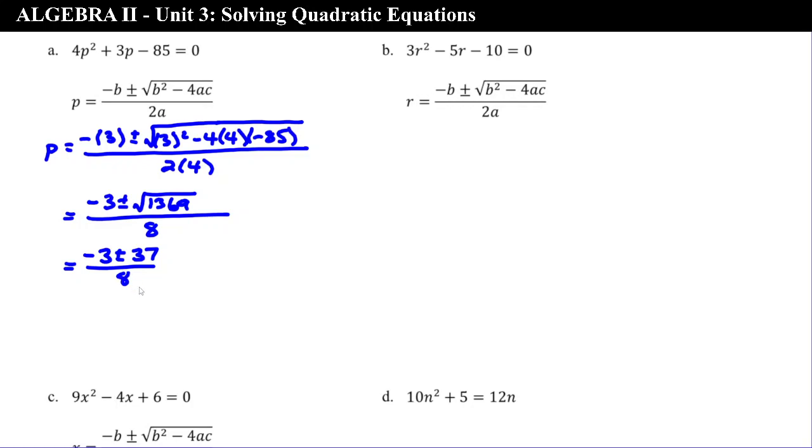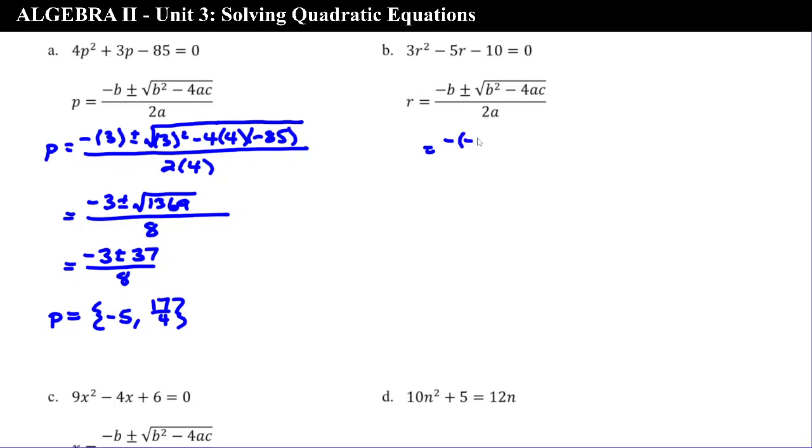So at this point, we can actually get numerical answers. I'll let you do the math on that, but what we end up getting is p equals either negative 5 or 17 over 4, because remember, you're going to have one answer for plus, one answer for minus. All right, well, moving on to example B here. We're going to plug in our values.